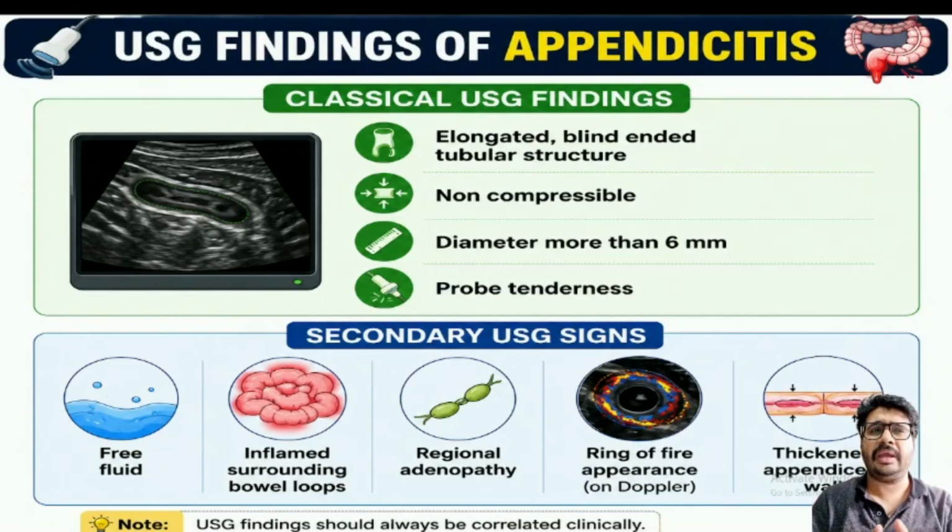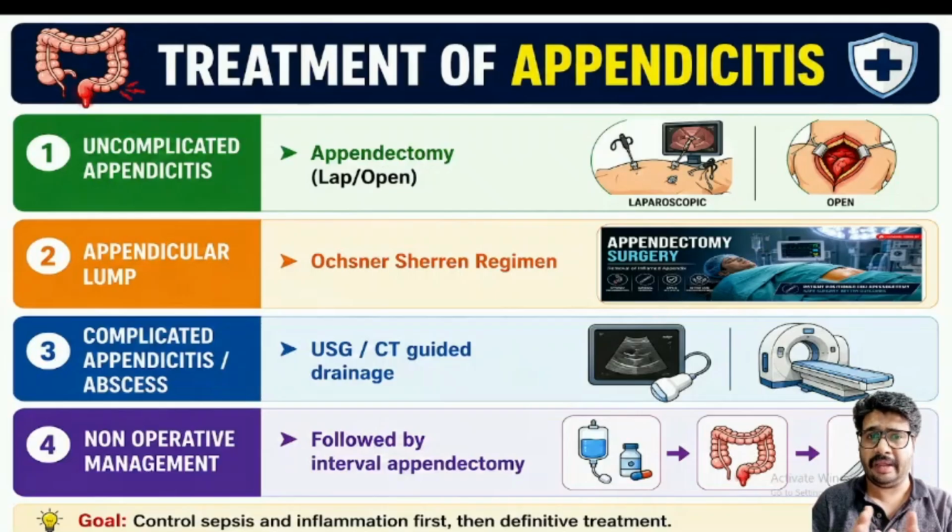If there is complicated appendicitis or an abscess, if you think that it is an abscess, you should drain it, and it should be USG guided or CT guided. And you can also go for non-operative management at that time. And after the patient is managed, you can go for the interval appendectomy.